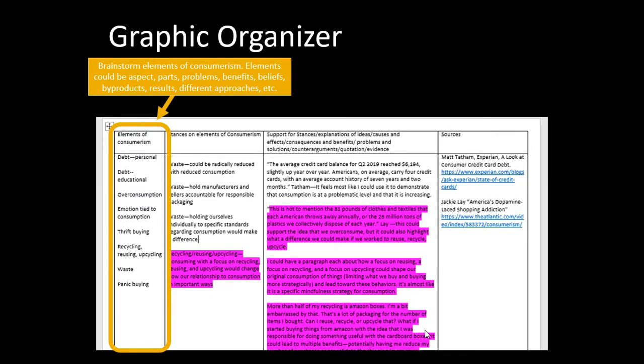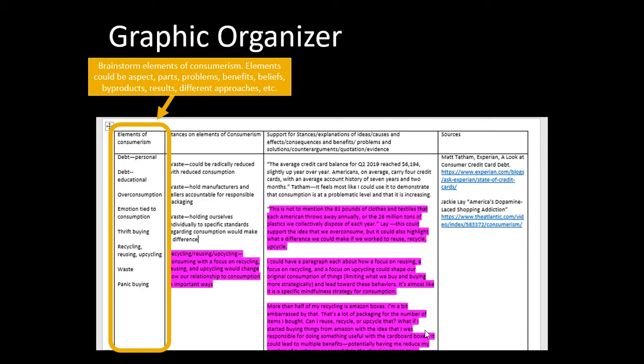So there are 4 columns to this graphic organizer. The first column is elements of consumerism. So this is a place to brainstorm general elements. They could be aspects, parts, problems, benefits, beliefs, byproducts, results, different approaches to consumerism. Consumerism is a huge topic, and you're going to have to break it down to talk about one aspect of consumerism. So as you think of aspects, start making note of them.